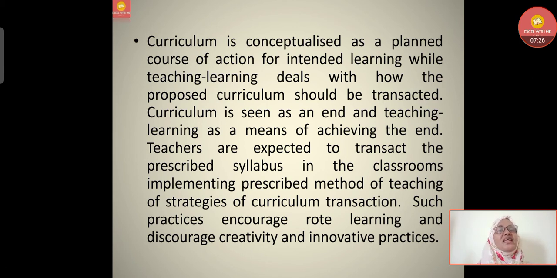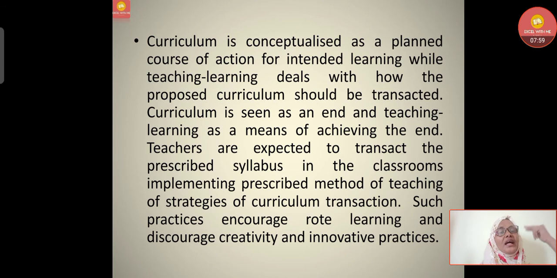Then curriculum is seen as an end and teaching learning as a means of achieving the end. Now what happened? Curriculum is the end and whatever teaching learning process is there, that is a means to achieve that end. Teachers are expected to transact the prescribed syllabus in the classrooms, implementing the prescribed methods of teaching and strategies of curriculum transaction. Such practices encourage rote learning and discourage creative and innovative practice.